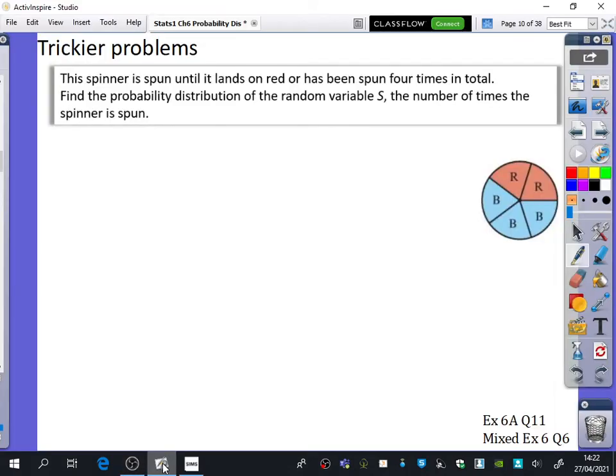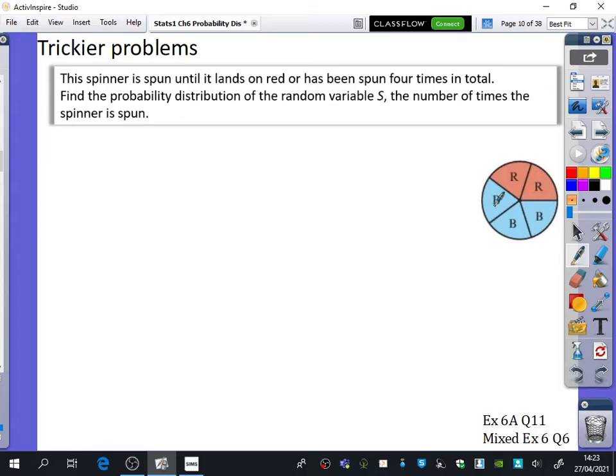So we're going to try 3 trickier problems that we've got here. This first problem that we've got, there's a question really similar to it in exercise 6A, and there's one from the mixed exercise that is quite similar, and I'm going to want you to try these in a minute or as homework.